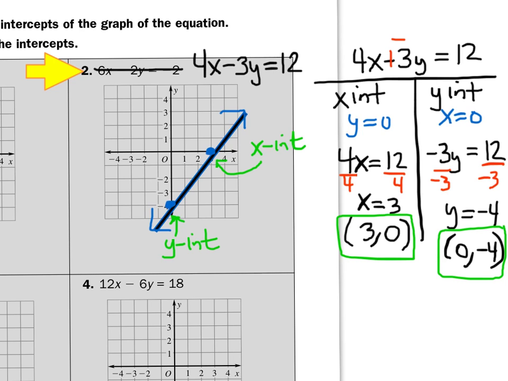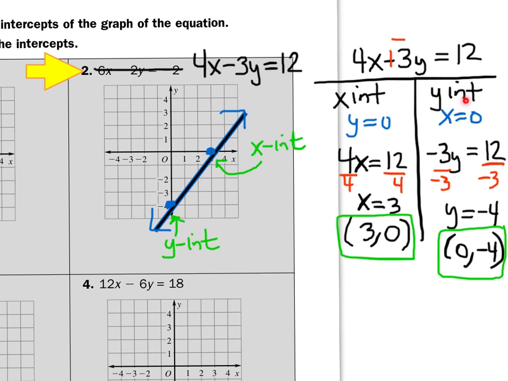So I have my point, (3, 0), and so I would go over to my graph, start at the origin. Positive 3 means go to the right 3, and the 0 means don't go up or down. Just put a dot right there. Okay, let's talk about the y-intercept.